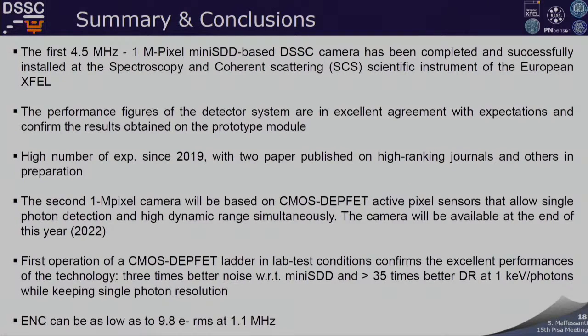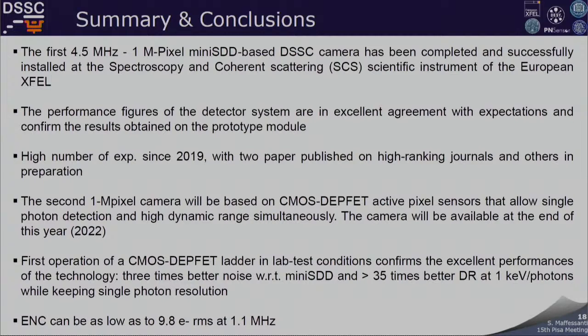And this is my last slide. So the first 5 megahertz 1 megapixel camera has been completed and is successfully used for the experiments. And despite the COVID, we have already reached 16 experiments with 2 papers published in high-ranked journals. And the second camera will be based on CMOS DEPFET active pixel sensor that will allow both single photon sensitivity and high dynamic range. And this camera will be available at the end of this year.